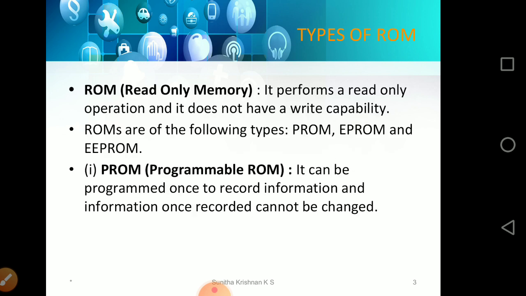Next is the types of ROMs. ROM is read-only memory, and ROM is again divided into PROM, EPROM, and EEPROM. PROM stands for Programmable ROM, where the data can be programmed once, and the information once recorded cannot be changed further.